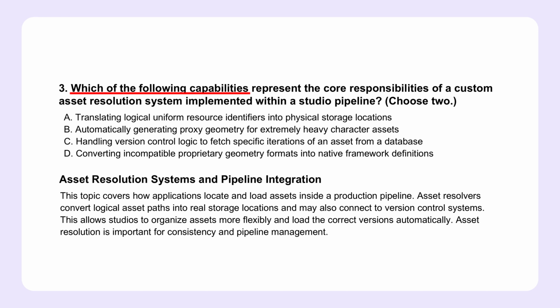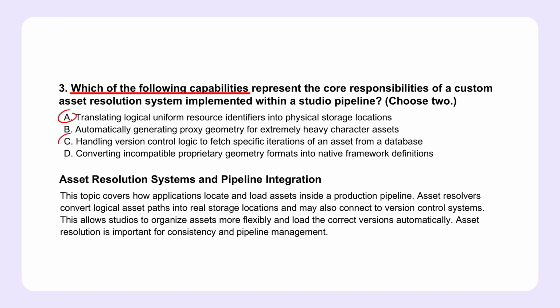Exactly. Which means the correct answers have to be A and C, translating identifiers into storage locations and handling version control. Yes. If we connect this to the bigger picture, maintaining consistency across a studio's server is a nightmare if files move around. Oh, I bet. Broken links everywhere. Right. An artist's tool shouldn't need to know the literal server path. It just asks for a logical identifier, like hierarchist. Okay. The asset resolver takes that abstract request, applies version control logic, which is option C, and translates it into the literal physical storage location, like the Z drive, project folder, version 14.